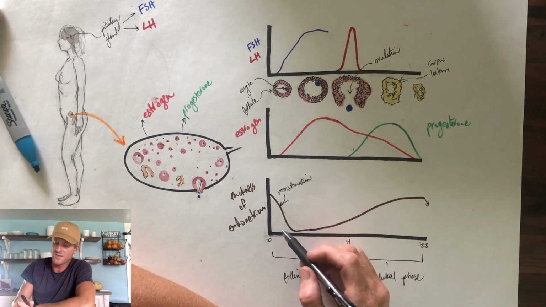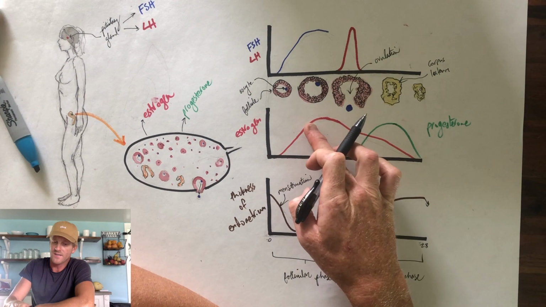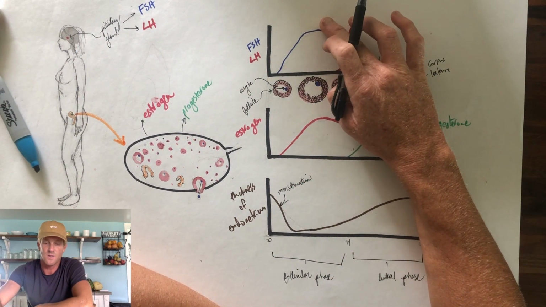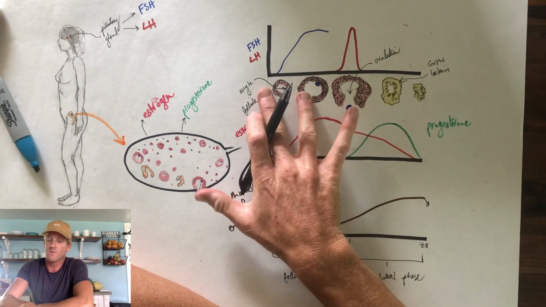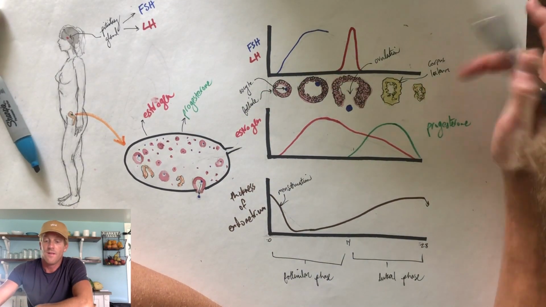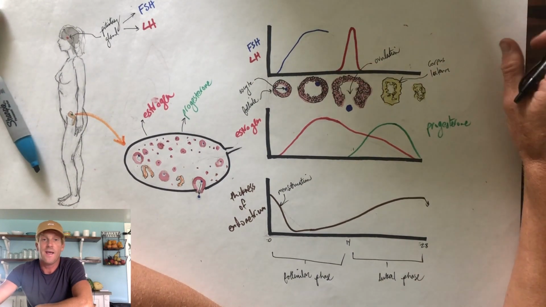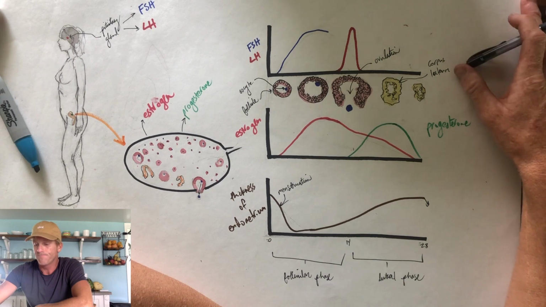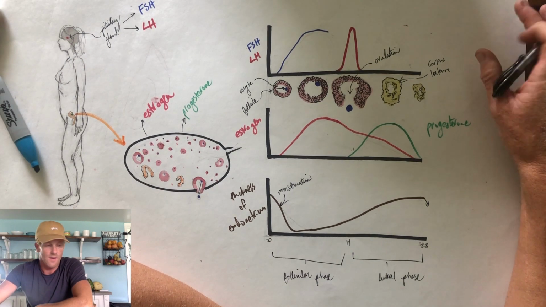So let's say you're taking progesterone during this follicular phase. That's going to prevent FSH from being released. If FSH is not released, the follicles will not develop. And if the follicles don't develop, then you're not going to have an egg that is released during ovulation. All right? And that's really how we figured that out.